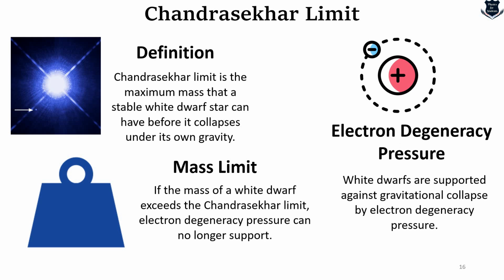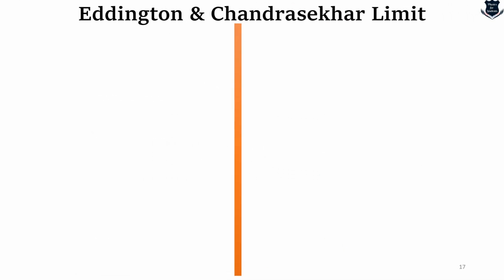Yes, there is a mass limit. If the mass of a white dwarf star exceeds that of the Chandrasekhar limit, the electron degeneracy pressure cannot hold it any longer, and it goes for a gravitational collapse, forming into a neutron star or a black hole. So here are some of the key differences.